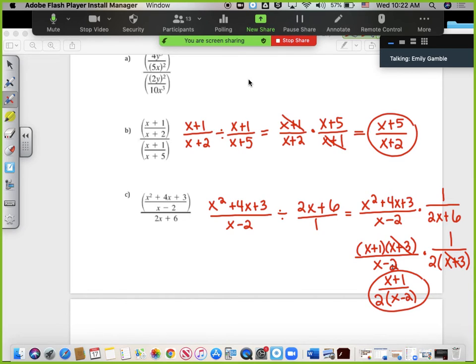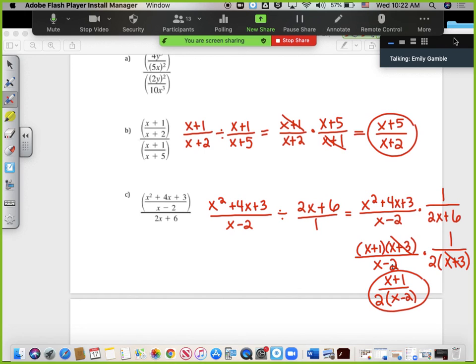All right, so hopefully you're understanding this process. The first thing you should do is rewrite it horizontally, so it's a division problem horizontally like we've been seeing in section 6.2. And then keep, change, flip to turn it into a multiplication problem. Factor everything that can be factored. Cancel out anything that's the same in the top and bottom. And whatever you're left with, multiply, and that should be simplified at that point.